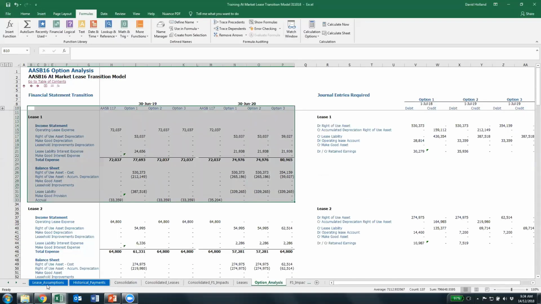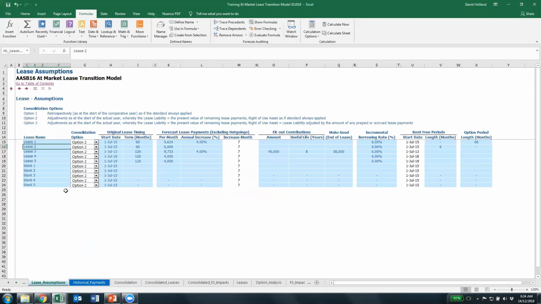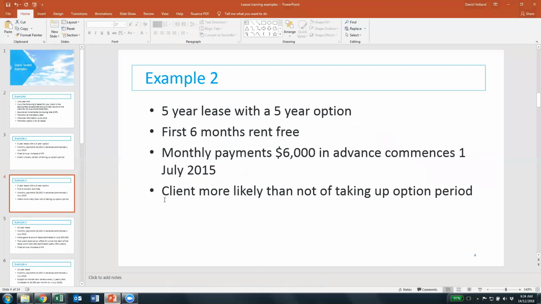Okay, so the second example, once again, we've called this lease 2, commences on the same date, 1 July 2015, has a 5-year initial term at $6,000 per month with no increase, no fit outs, no make goods, same borrowing rates, but there was a 6-month rent-free period that needed to be input, and the option period that was put in was 0. Now, the reason it was put in as 0 is that it was stated here that the client is more likely than not of taking up the option period.